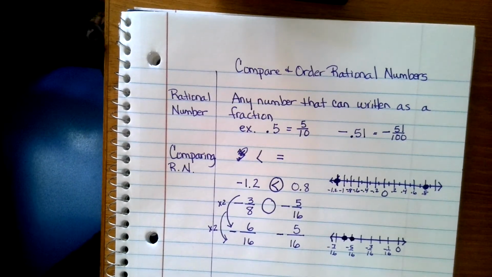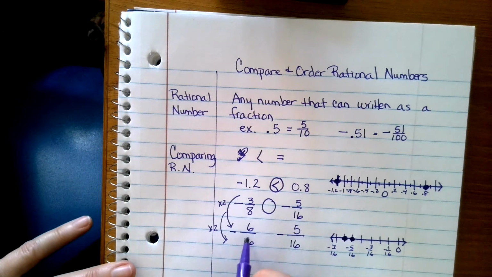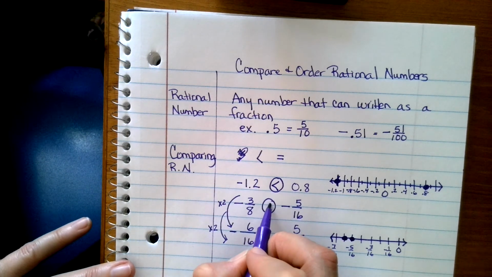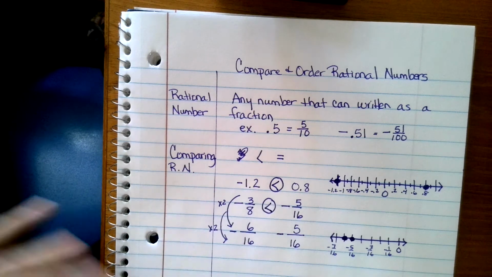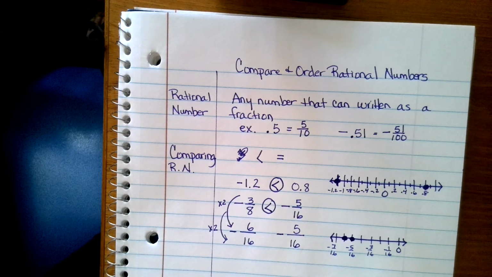Well, which one is furthest to the left? Negative 6/16 is furthest to the left, so it is smaller. So we are saying that because it's negative, negative 3/8 is less than negative 5/16.